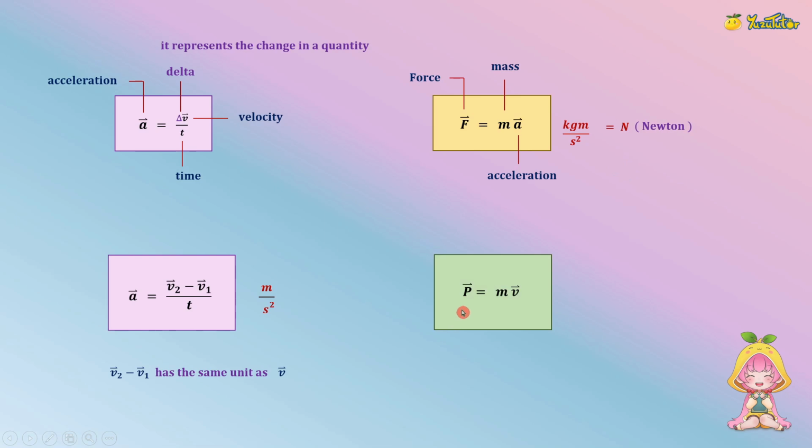Next formula, P equals m times V. P stands for momentum, m stands for mass, and V stands for velocity. The SI unit of mass is kilogram, and the SI unit of velocity is meter per second. So the SI unit of momentum is kilogram meter per second.